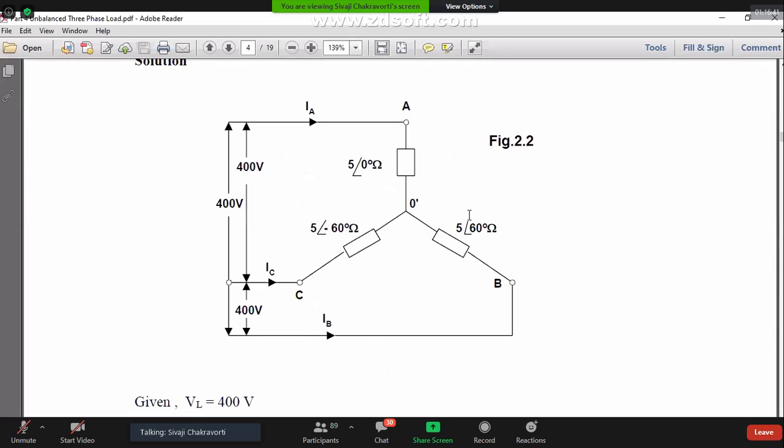What has happened is ZA was 0 degree, but here ZAB is not 0 degree, it is 60 degrees. So the angles have changed. But that doesn't matter. So what I do is I find the delta phase currents. That means the line voltage is equal to the phase voltage. Then this is ZAB here, so IAB is VAB divided by ZAB. Similarly, IBC is VBC divided by ZBC. Get it? Then ICA is VCA divided by ZCA. So three delta phase currents are known.